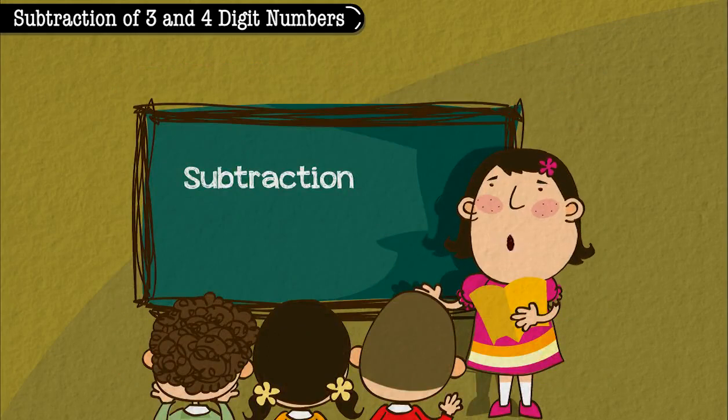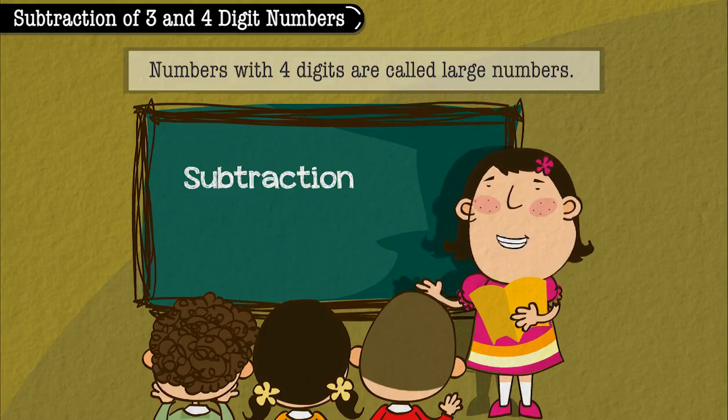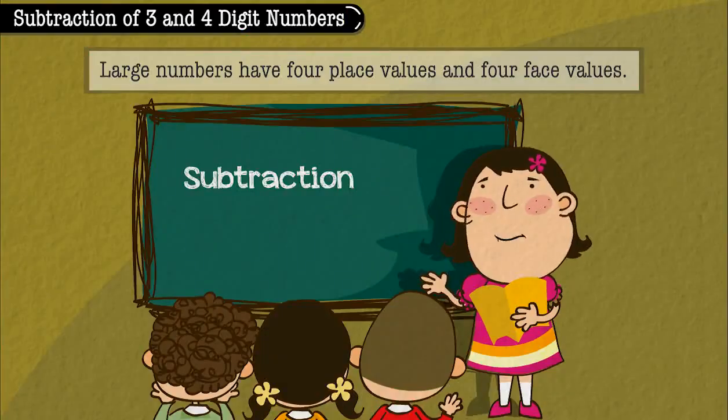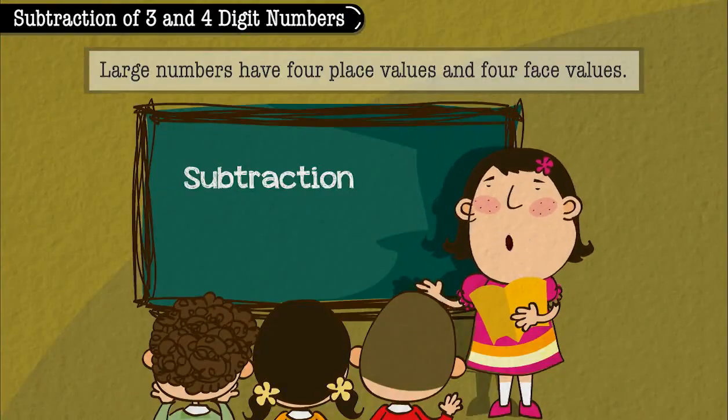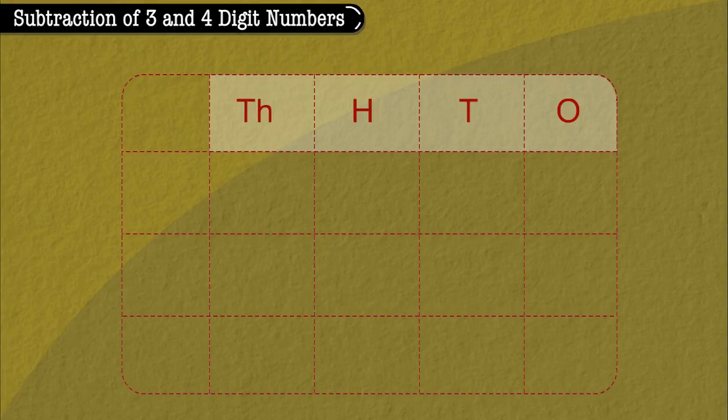Now, let's see the subtraction of large numbers. Numbers with 4 digits are called large numbers. Large numbers have 4 place values and 4 face values. The 4 place values are ones place, tens place, hundreds place, and thousands place. In this number, 1, 2, 1, 5: 5 is in the ones place, 1 is in the tens place, 2 in the hundreds place, and 1 in the thousands place.